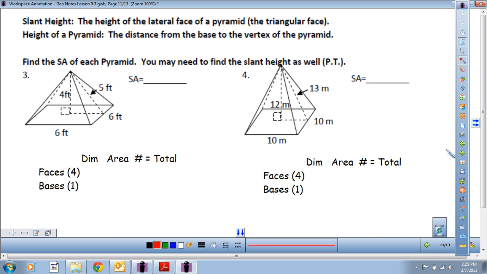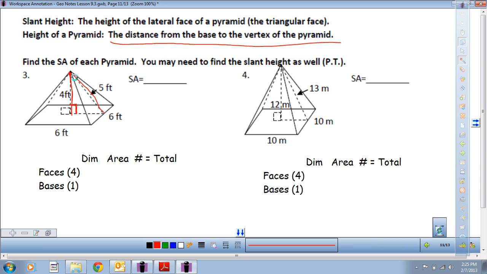So let's get into calculating the surface area of these. Again, we need to make sure that we can differentiate between the slant height and the height of a pyramid. If we go to drawing number 3 and look at it, the height is the perpendicular distance from the base to the vertex. Again, the reason we measure perpendicularly is because it's the straightest distance. And the slant height is the height of the lateral face, from there to there.